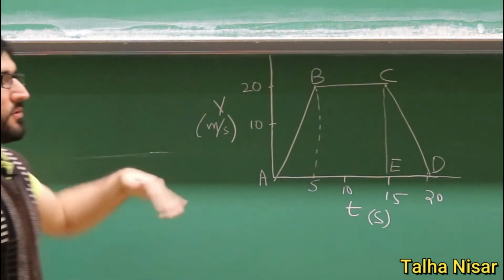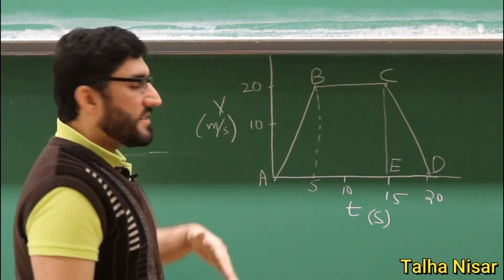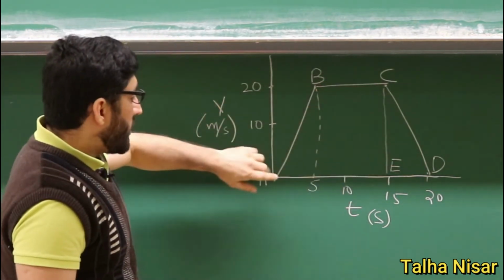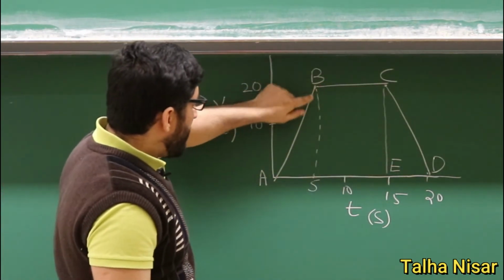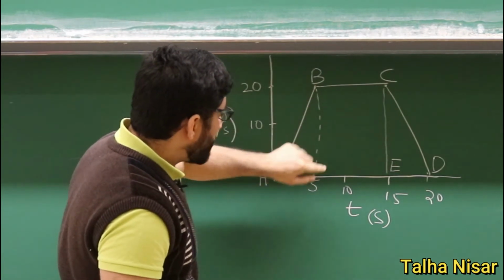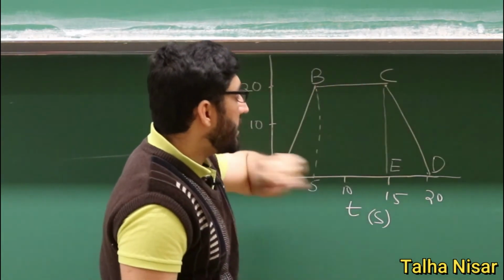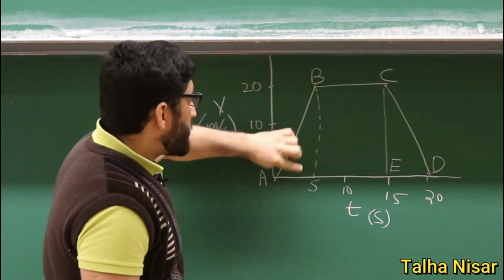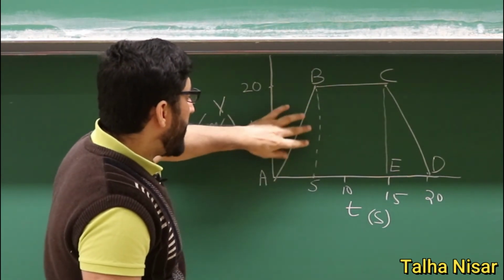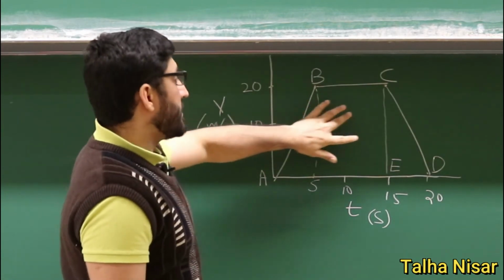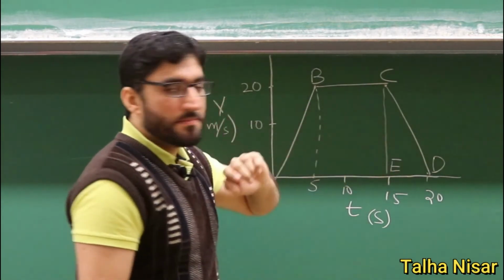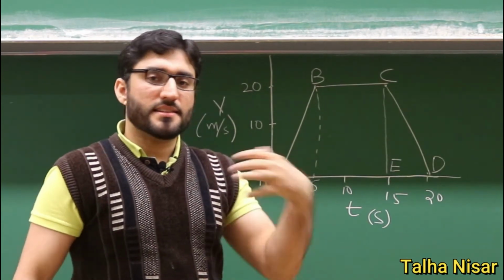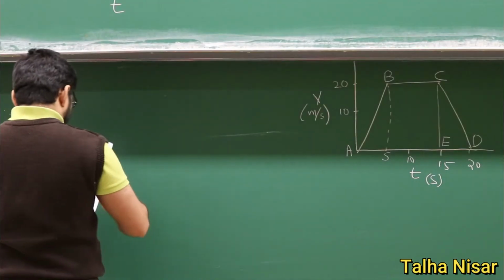As we just discussed in our previous example, the distance covered is the area under this curve. What we see here is a triangle, then a rectangle, and then a triangle again. If we calculate the area of the triangle plus the area of the rectangle and this triangle, we will get the distance that is covered in this time.